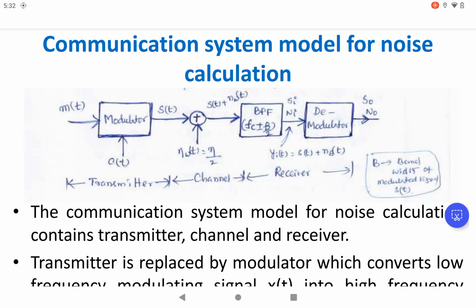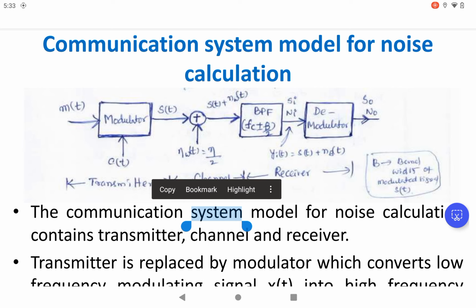Now we can take the message signal as M of t and the carrier signal as C of t. The modulated signal we generally represent as S of t. Along with this S of t, we add a noise, that is eta W of t, where W represents white and eta represents the noise. So eta W of t, the white noise that we add to the modulated signal S of t, will be given to the band pass filter.